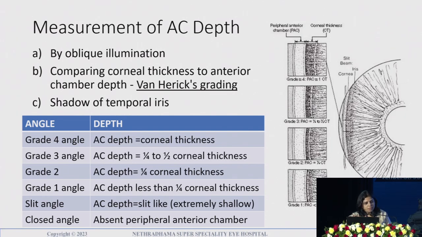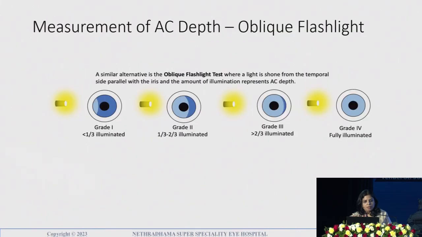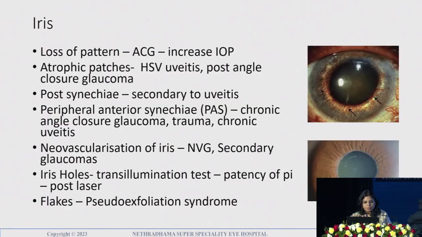Here, the test is done on the slit lamp by oblique illumination. We compare the peripheral anterior chamber depth with the corneal thickness, and we grade it accordingly. Another test which can be done in the OPD by the PGs is the oblique flashlight test, in which a light is shown from the temporal side parallel with the iris, and the amount of illumination represents the anterior chamber depth. On the other side, if you see all the structures and the iris, that means it is open. If you see a shadow, that means it is a shallow AC.